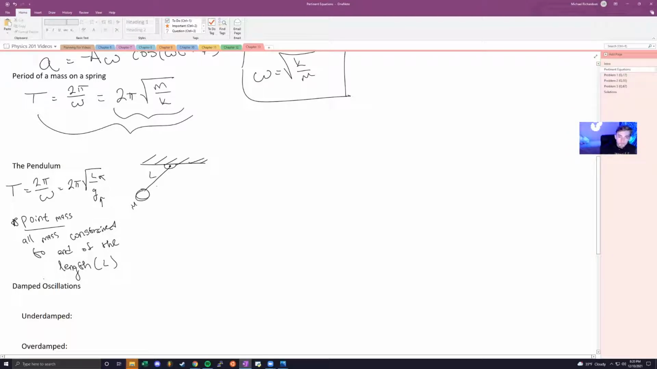But this isn't the only kind of pendulum that we have. We have this thing called a physical pendulum.